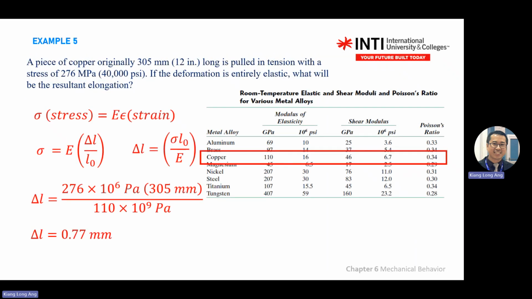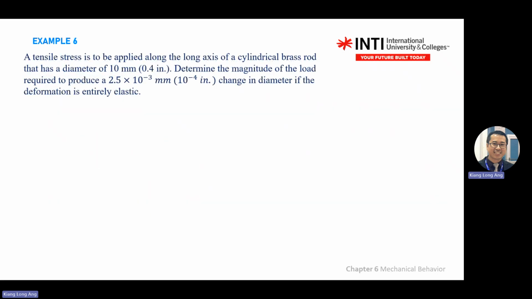Okay. Example 5, no issue, right? Very direct. Example 6. You have a tensile stress applied along the long axis of a cylindrical brass rod, like what you did in your experiment. It gives you tensile stress, so on the object, you draw the tensile stress.